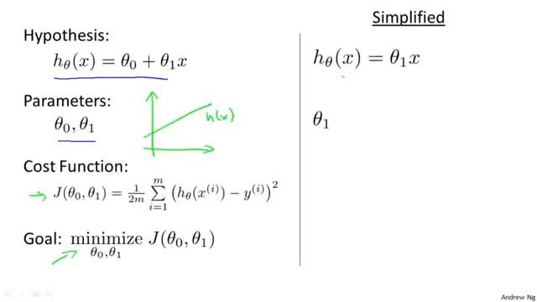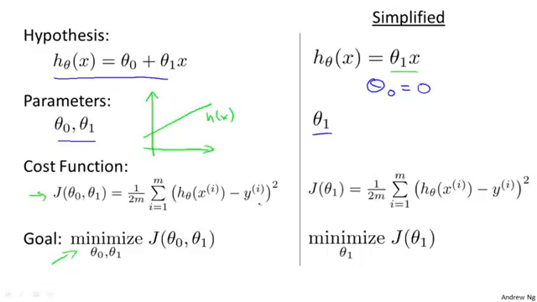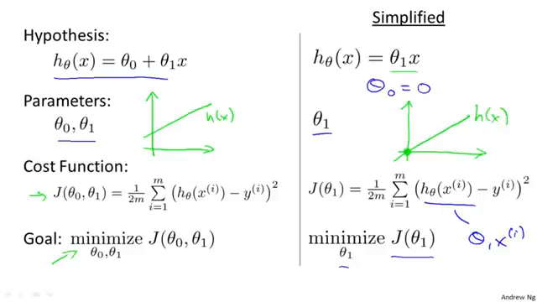So I'm going to use a simplified hypothesis, which is just theta 1 times x. You can, if you want, think of this as setting the parameter theta 0 equal to 0. So I have only one parameter, theta 1, and my cost function is similar to before, except that now h of x is equal to theta 1 times x. And I have only one parameter, theta 1, and so my optimization objective is to minimize J of theta 1. In pictures, what this means is that if theta 0 equals 0, that corresponds to choosing only hypothesis functions that pass through the origin, that pass through the point (0, 0).